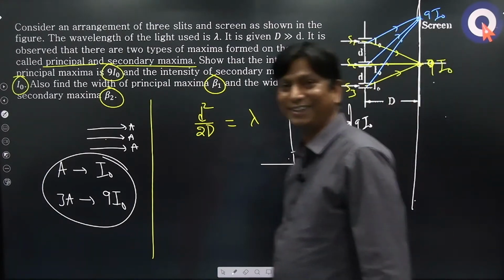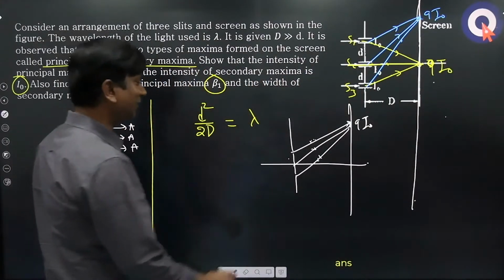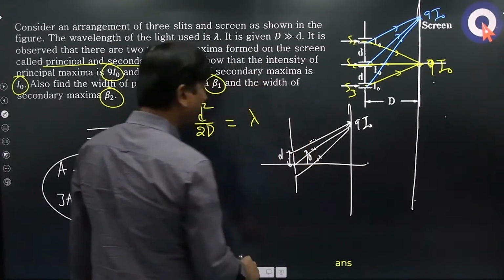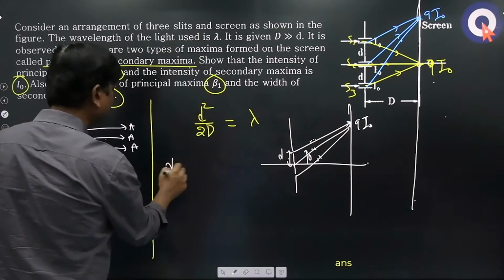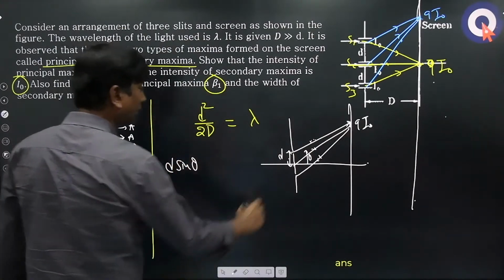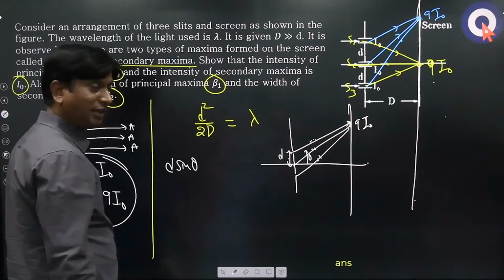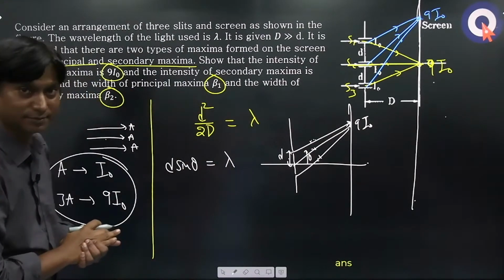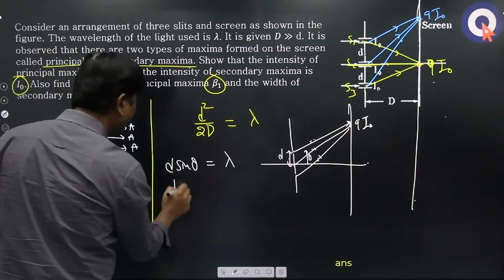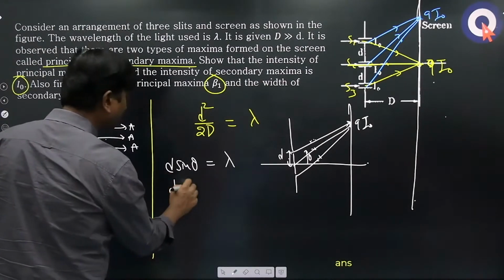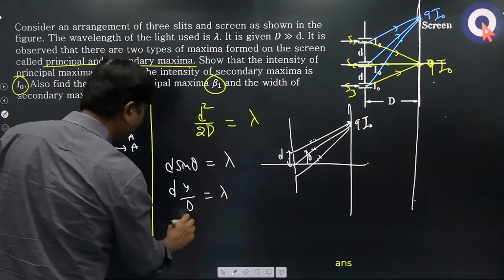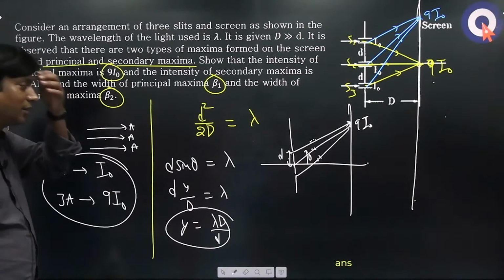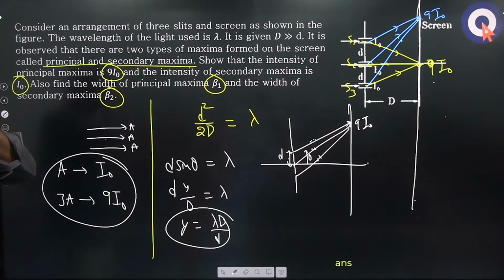For that, how do you write the condition? Because this is d, and this is theta, simply you write d sine theta. Between these two, the path difference is d sine theta. So that is equal to compulsorily lambda if you have to get. So d into sine theta, approximately tan theta, is equal to y by capital D, equals lambda. So y is equal to lambda capital D by small d. That's the value of y.